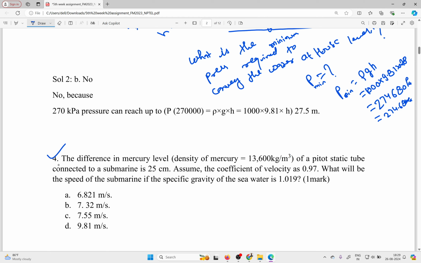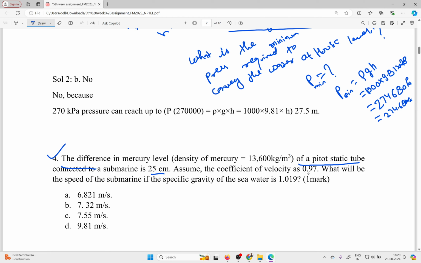So now the next question is the difference in mercury level. The density of mercury is given, 13600 kg per meter cube. The difference in mercury level of a pitot static tube connected to a submarine is 25 centimeter.